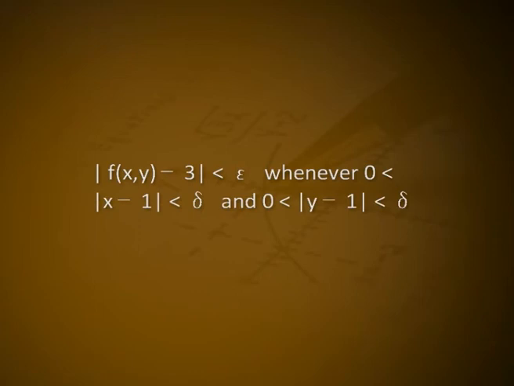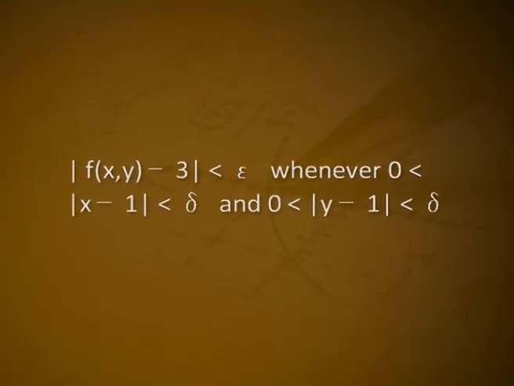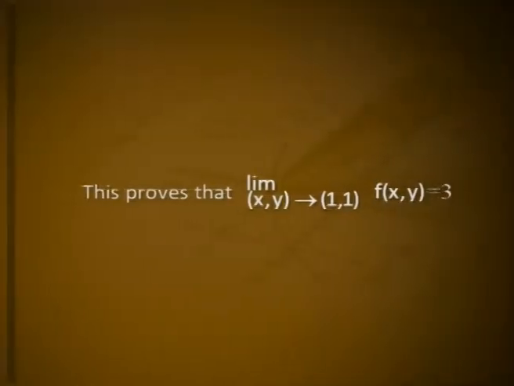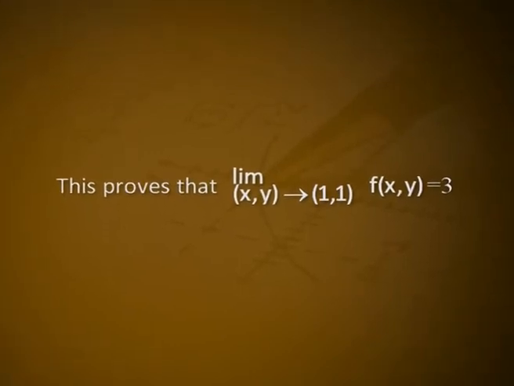Then for any epsilon greater than 0, there corresponds a positive number delta equal to epsilon by 3 such that absolute value of f(x, y) minus 3 is less than epsilon whenever 0 is less than absolute value of x minus 1 less than delta and 0 is less than absolute value of y minus 1 less than delta. This proves that limit (x, y) tends to (1, 1) of f(x, y) equals 3. In the above example, we have taken the definition of limit based on a square neighborhood of a point.